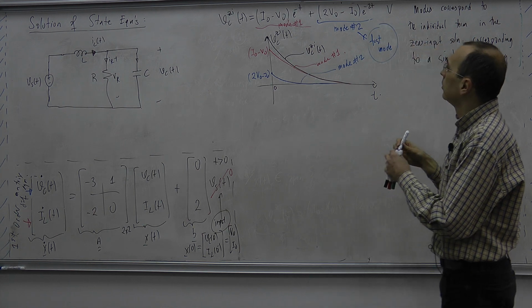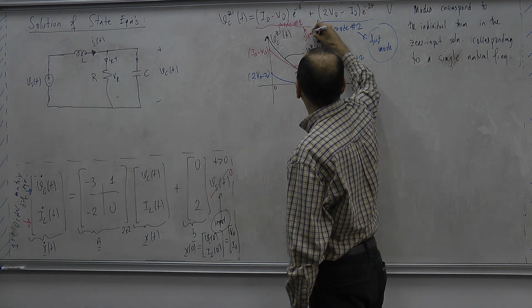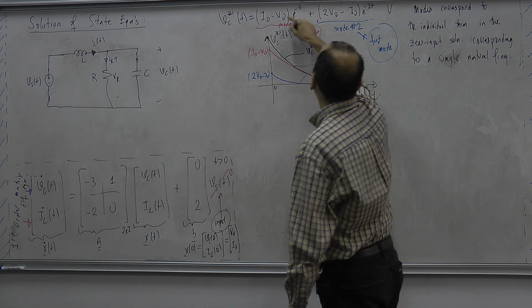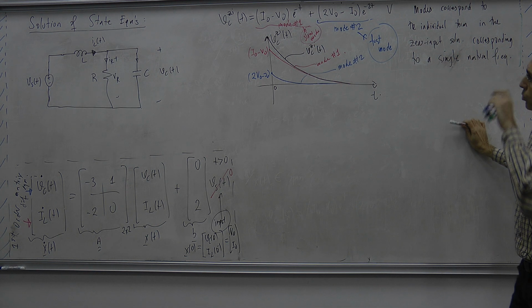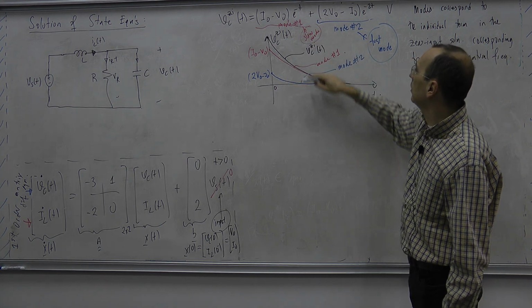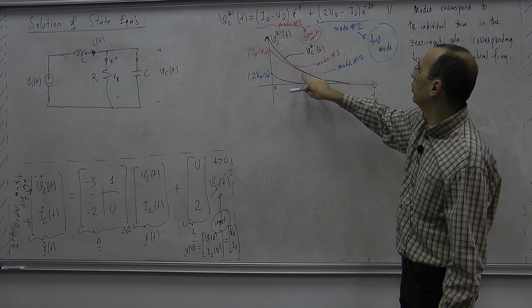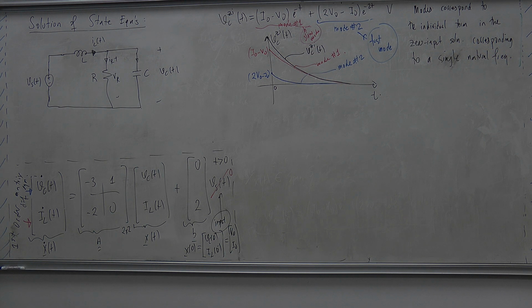Okay? This is called slow mode, because in comparison to the other one, it is decaying slowly. So eventually, you'll see that the final response, because the fast mode decays down, converges onto the slow mode. Okay, red one is the slow mode, it converges onto it.